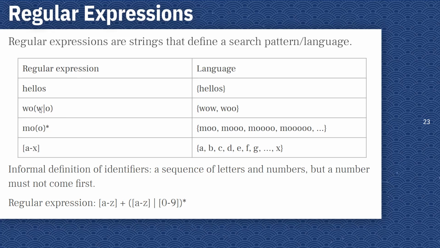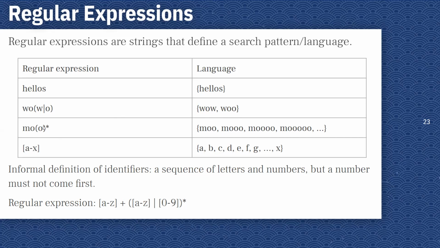For the second regular expression, the syntax just means that you can choose between either W or O when you evaluate a string. And that means that either is valid. So this will generate the language wow and woo. Sorry about the background noise if you can hear it. So this means that either wow or woo would be matched to this regular expression.